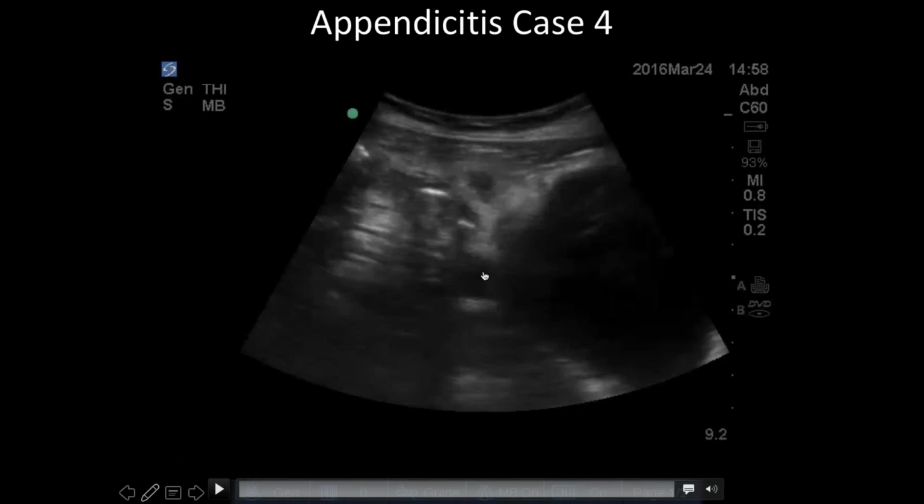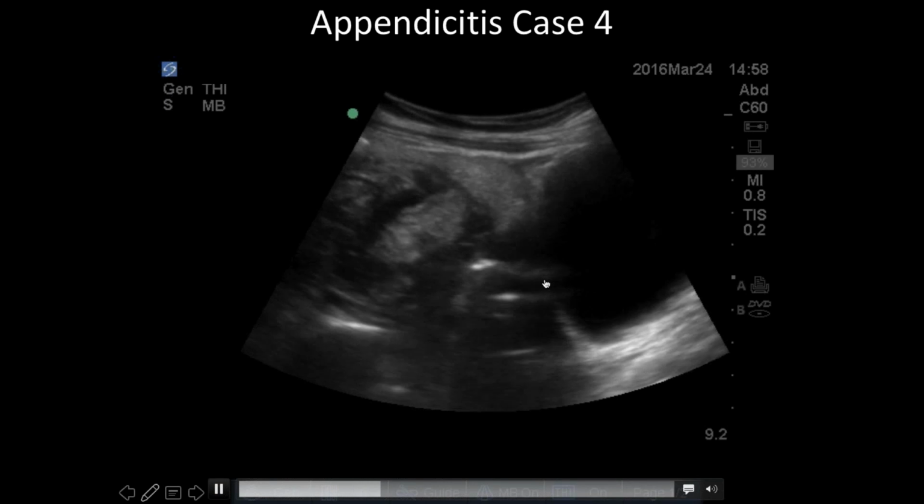And this is case 4, and I'm bringing this up in curvilinear. It's not the linear transducer anymore. It's a curvilinear footprint that you can see. It's because when I was doing the scan, I was unable to tell what I was really looking at, and so I wanted greater depth to see all the different structures.